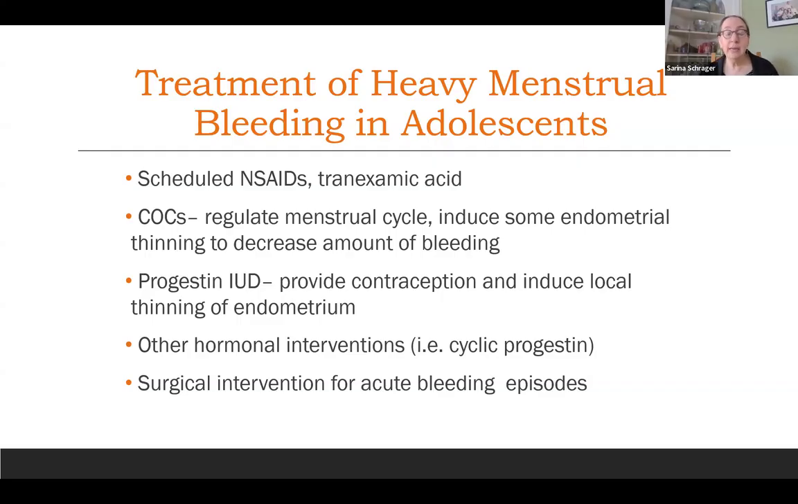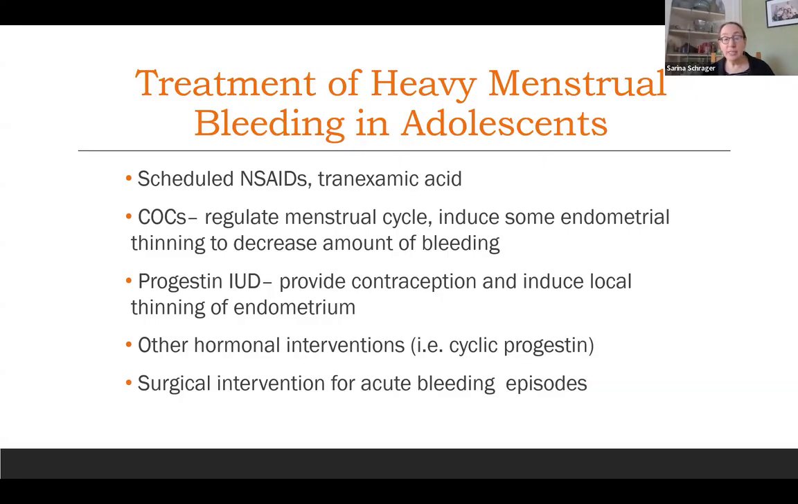A progestin IUD has a lot of benefits, and it provides contraception, and also it induces local thinning of the endometrium because you are releasing progestin into the uterus. So it can be a really powerful tool in decreasing heavy bleeding in adolescents. There is the issue of discomfort with insertion of a progestin IUD. So a lot of my patients end up starting on combined oral contraceptives first, to see if that'll work. And then we talk about a progestin IUD for the future.